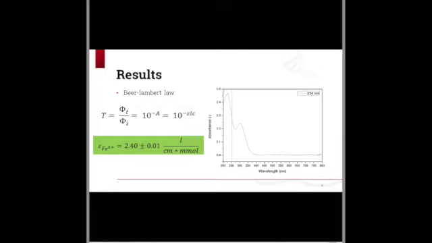First of all, we use the Beer-Lambert law to calculate the molar absorptivity of ferric ions in the UVC 254 nanometer band. And we got something more or less 2.4 liters per centimeter per millimole.